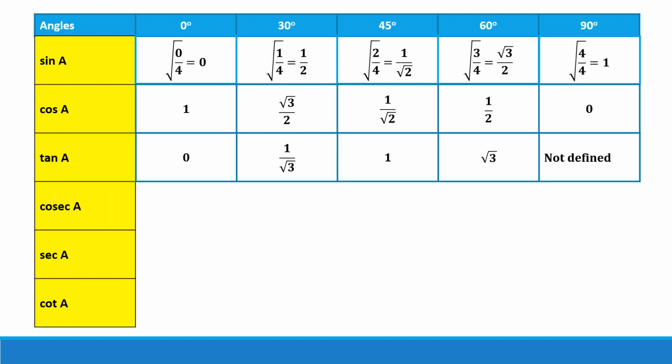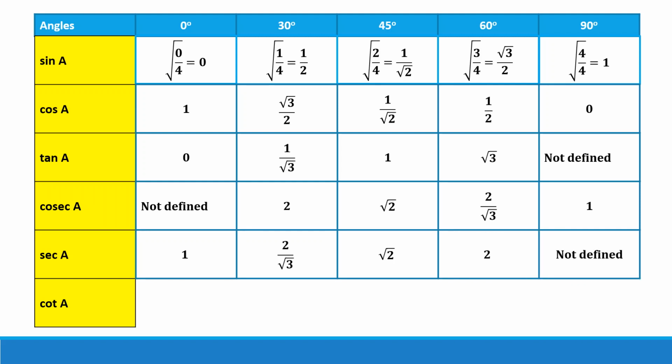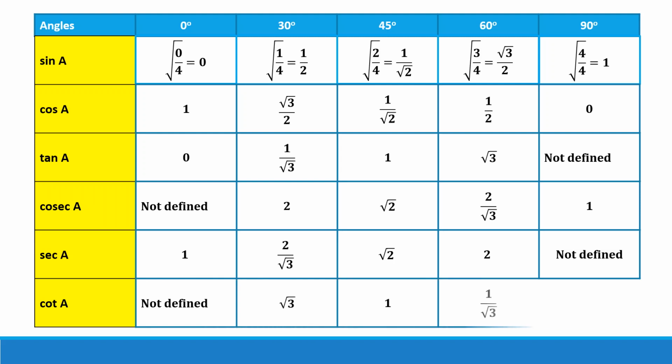Reciprocal of 1 by 2 is 2 by 1 or simply 2. Reciprocal of 1 by root 2 is simply root 2. Reciprocal of root 3 by 2 is 2 by root 3. And so we get this table. For sec, we just have to again reverse the order of cosec and we will get the table. That means 1 comes at the first, not defined will go at last. This is how it is. For cot, you just have to write the values of tan A in reverse order, meaning again not defined will come at first and 0 will go at last. And this is how you can complete your table.